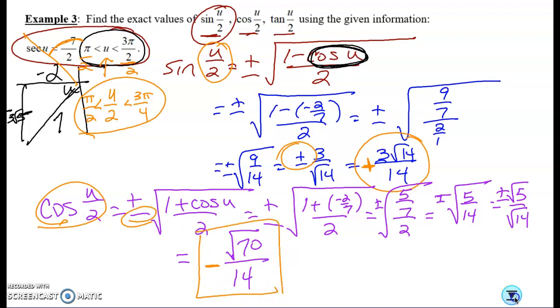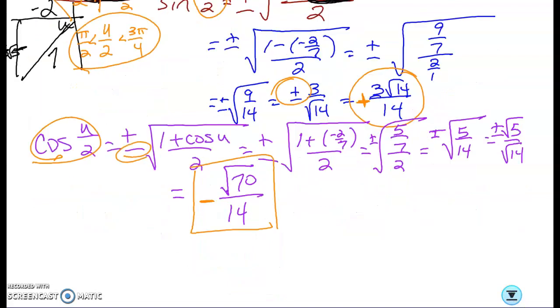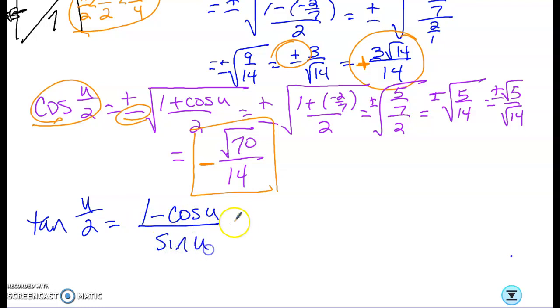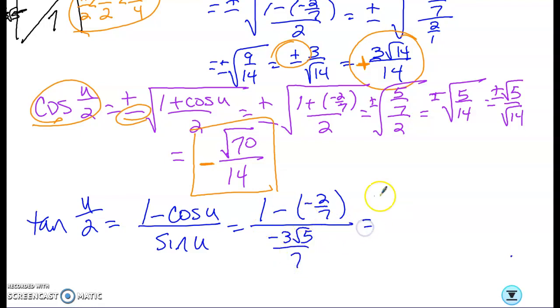And then for our third answer, we have the tangent. In the tangent formula, you got 2 to deal with, the tangent of u over 2. I'm going to use the first one. It really doesn't matter. 1 minus the cosine of u over the sine of u. Well, we know 1 minus the cosine. The cosine was -2 over 7. And the sine we need from our triangle, which is -3 square roots of 5 over 7. So we get our common denominator up here. We got 9 over 7 over -3 square roots of 5 over 7.